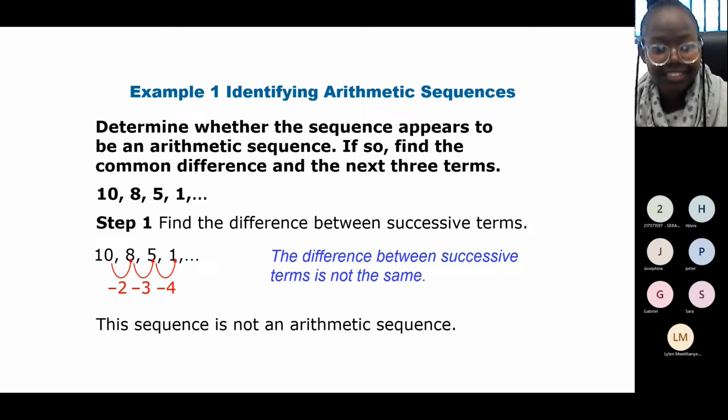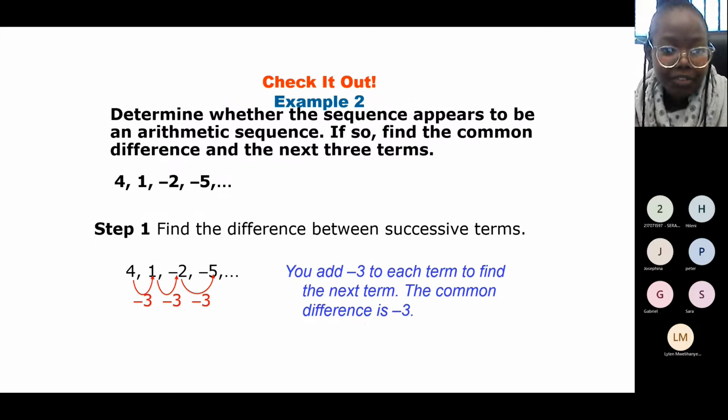Yes, ma'am. All right, thank you. Let's move on. Moving on to example number 2, it says determine whether the series appears to be an arithmetic sequence. If so, find the common difference and the next three terms. Like we discussed, the first step is to find the difference between the successive terms. You can start with 1 minus 4, then negative 2 minus 1, negative 5 minus negative 2, and you check if the differences are the same. Then you can consider that series to be an arithmetic sequence.